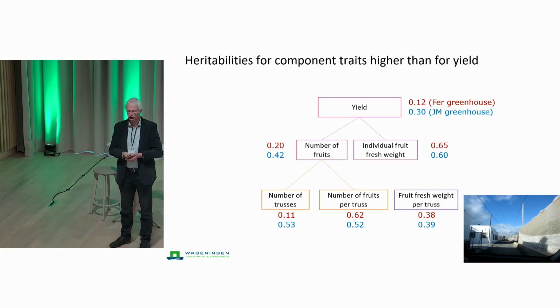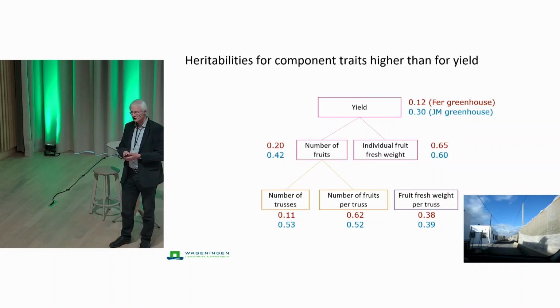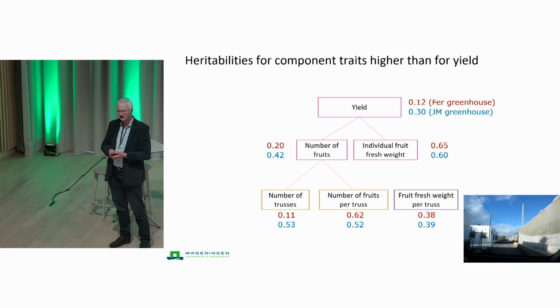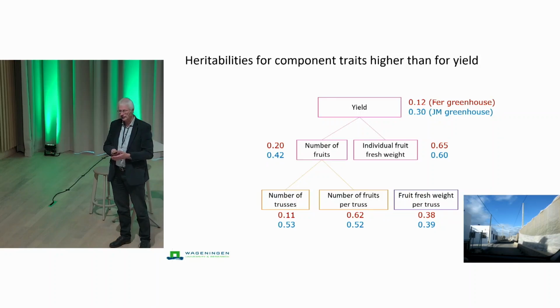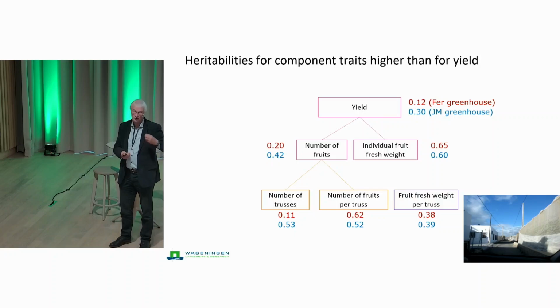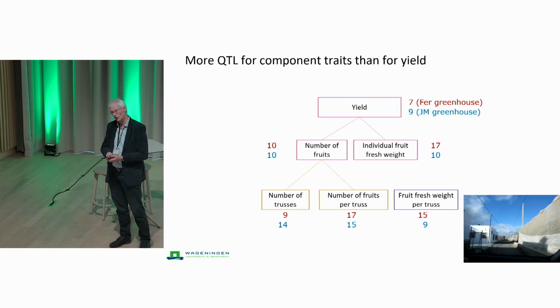Here I show the results for the two Spanish greenhouses. For yield, heritability was quite low, 0.12 or 0.30 in the two greenhouses. And if you look at components, it could go up to 0.65, as for the individual fruit fresh weight. So clearly, this first point, what you expect, higher heritability for components, so closer to the genetic basis, was indeed the case in our data set.